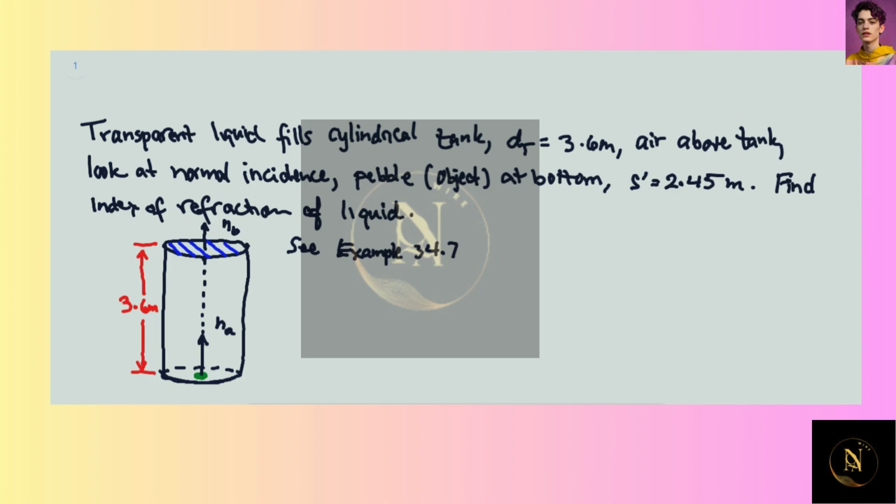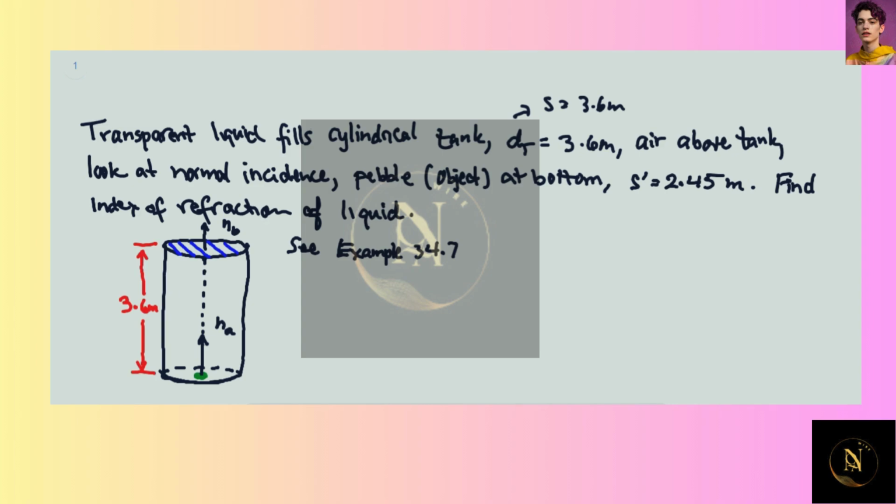In question 18, we're told that a transparent liquid fills a cylindrical tank, that the height of the tank is 3.6 meters, and that there's air above the tank. You're looking into the tank at normal incidence and you see a pebble at the bottom. Since the pebble is at the bottom and the liquid fills the tank all the way to the top, the height of the tank is also the object distance. So that right away tells us that S is 3.6 meters. Let's keep that in mind.